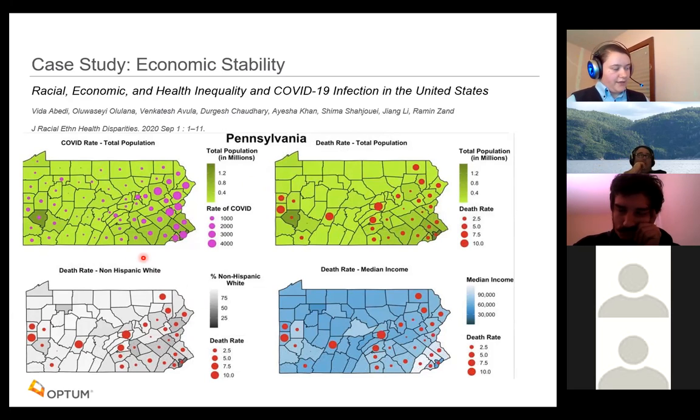If we also take a look at Pennsylvania, death rate, where the gradient displays the non-Hispanic white population. So more diverse demographics in the metro.